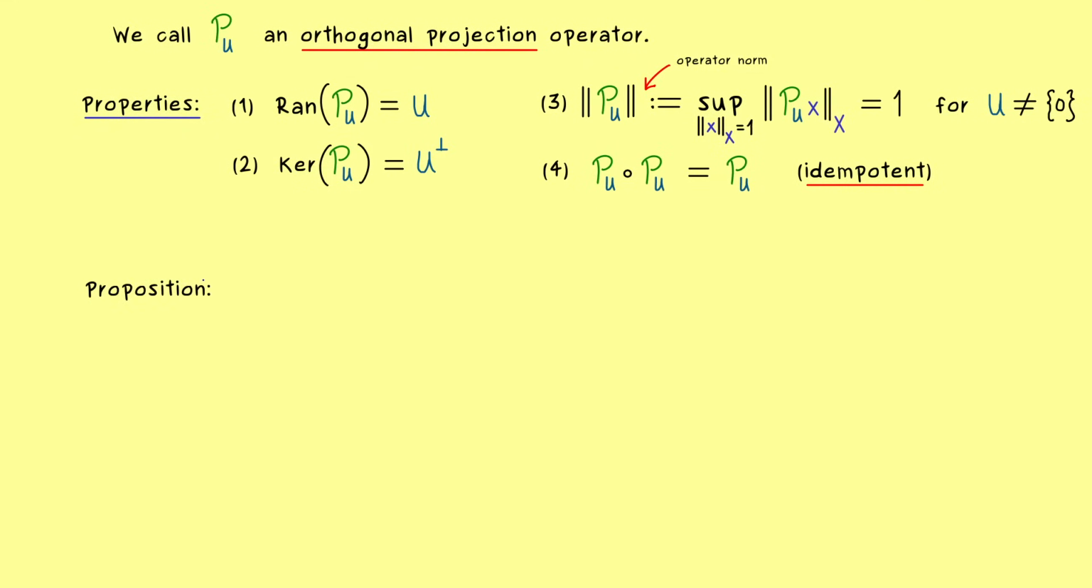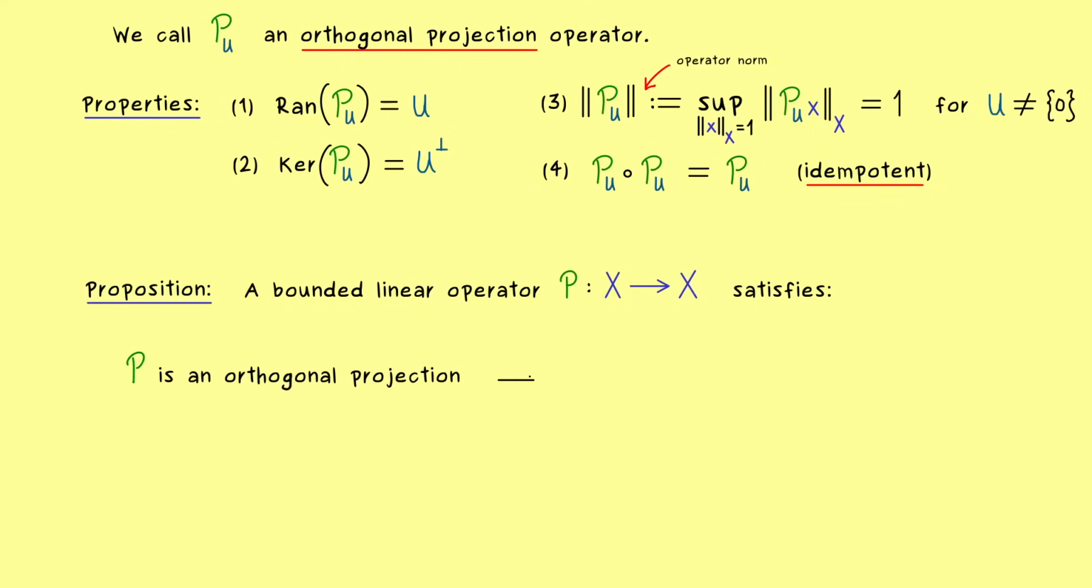And now it turns out that these 4 properties already completely determine that we have an orthogonal projection here. This means any bounded linear operator P with these 4 properties has to be an orthogonal projection. And please note, if we say bounded to an operator, we mean that this operator norm here is finite. In fact, this third property here already follows, so we just have to assume the other ones. Hence what we get here is an equivalence.